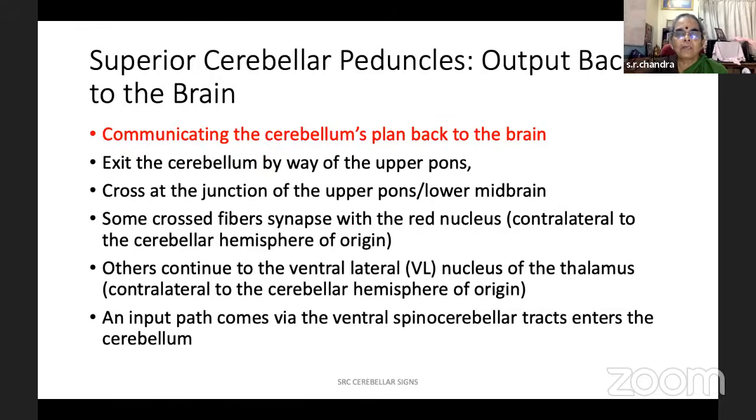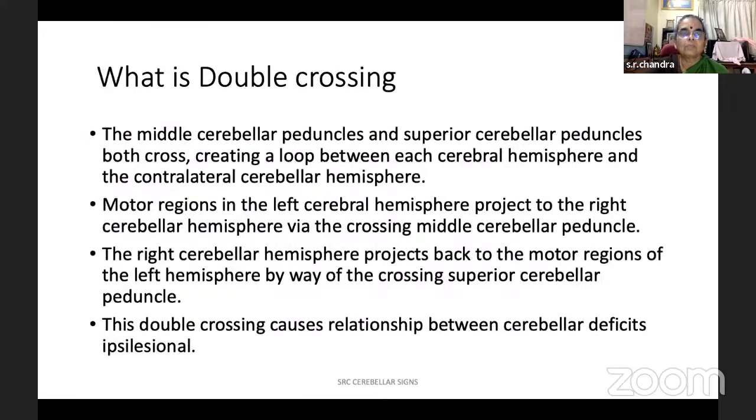Superior cerebellar peduncle, as I told, communicates to the brain what plan the cerebellum has made. It exits from the cerebellum by way of the upper pons, then crosses at the junction of the upper pons and the lower midbrain. Some crossed fibers synapse with the red nucleus, contralateral to the cerebellar hemisphere of origin. Others continue into the ventrolateral nucleus of the thalamus, contralateral to the cerebellar hemisphere. So that is olivo-dentato-rubro-thalamo-cortical. That is the most important pathway.